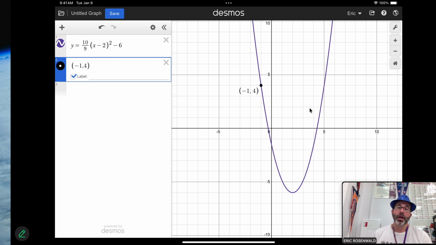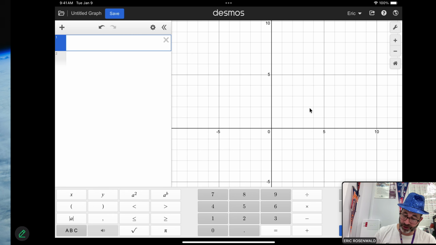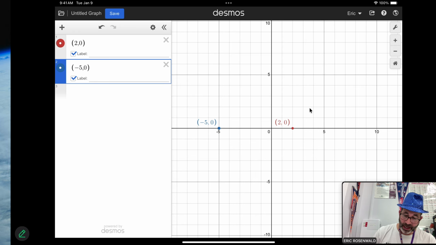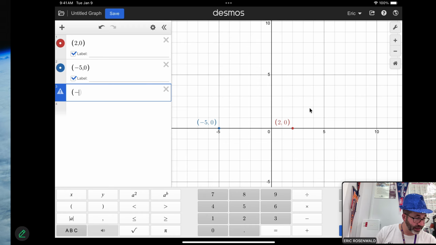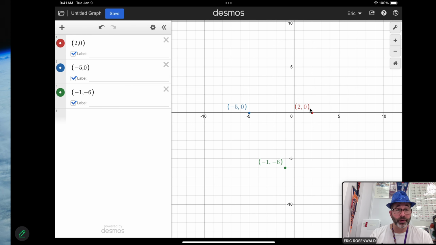Okay? All right, let's go to the second one there that we just did. We have a coordinate at 2, 0, and I'm going to label that. Then we have another coordinate at -5, comma 0. I'm going to label that so we can see it. And then we have a point given to us, which is at -1, comma -6. Okay, we'll label that. And we can see all the points are given to us here. And our job was to try to create an equation that has all these points.